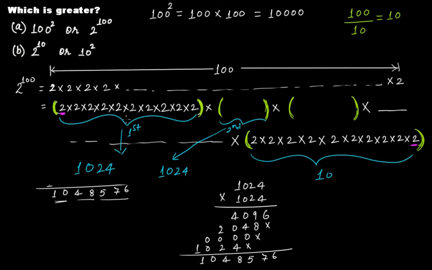One group is multiplication of 10 twos together, and there are 8 such more groups. So clearly, when we are simply multiplying only two groups, we are getting 10,48,576. It's much bigger value than 10,000. So which one is greater? 2 raised to the power of 100 is greater than 100 raised to the power of 2.